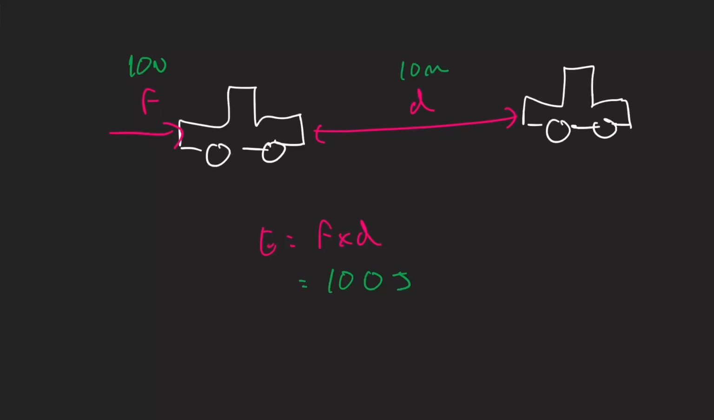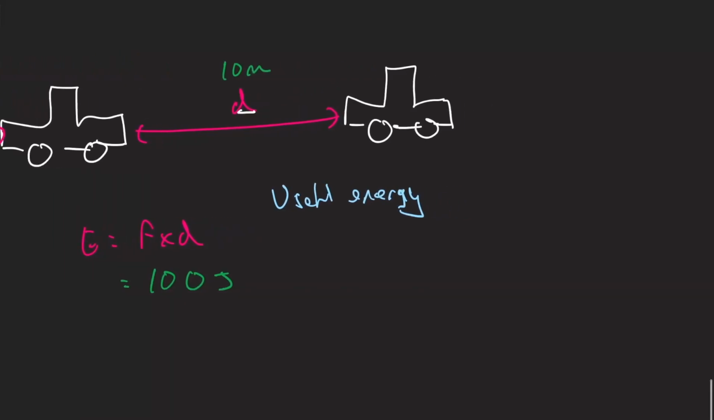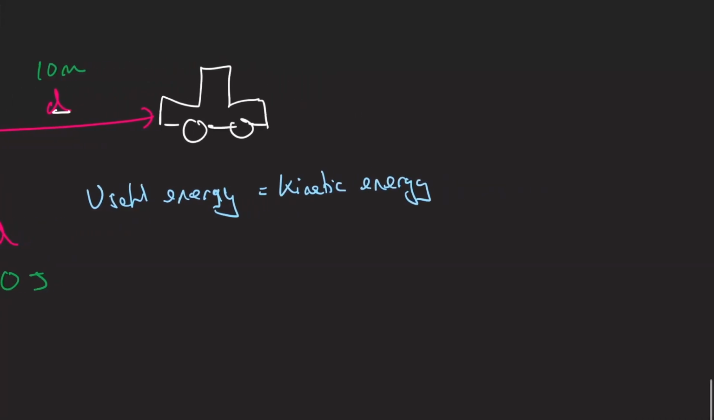Now our intention when we were pushing this car was to make it move this distance D. So we wanted to make this car move. And so the idea is we wanted to give it kinetic energy. Okay, so the useful energy here was kinetic energy. Now, the useful energy can change. It depends what you're trying to do. Whatever energy you're trying to get is the useful energy. So in this case, it was kinetic energy.